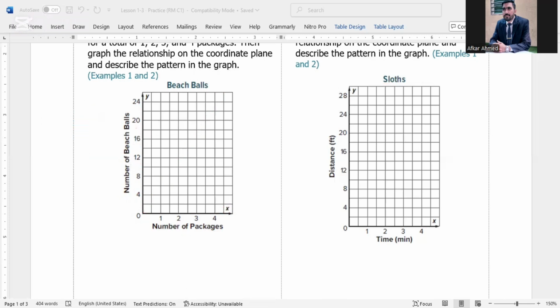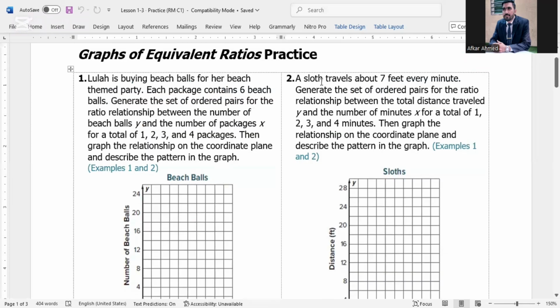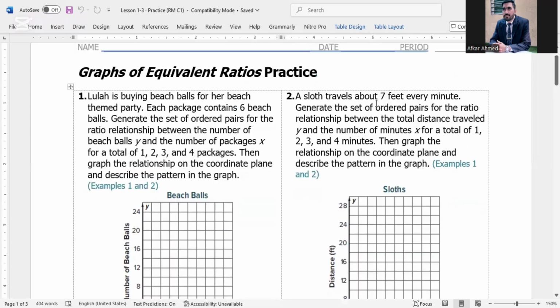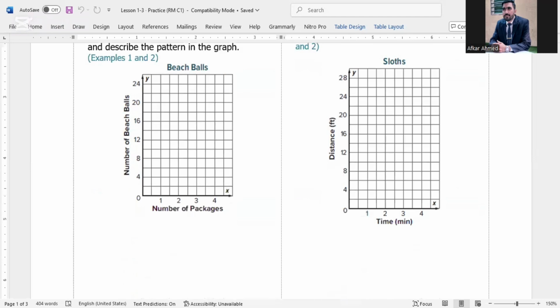It's given here in question number 2. A slot travels about 7 feet every minute. Okay, it's given that 7 feet in every 1 minute, and how many minutes are given? 1, 2, 3, and 4. Again, we have to generate the set of ordered pairs and discuss the graph. But this time, how many? You can see the time is given 1, 2, 3, 4 minutes, and distance in feet. And he's saying in every 1 minute the distance is 7. So let us first write the ordered pairs here.